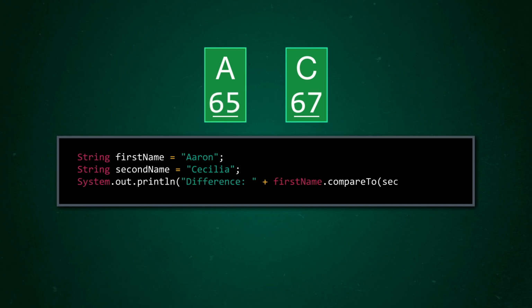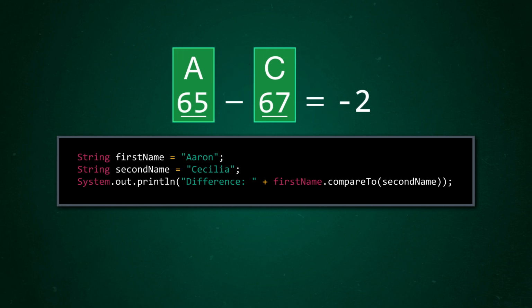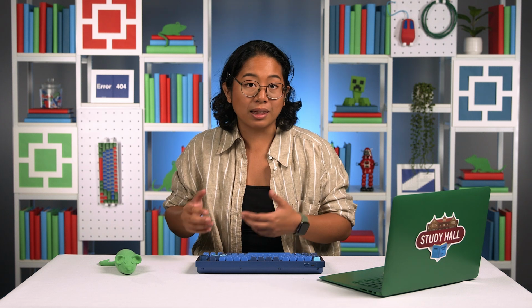If we write firstName.compareTo(secondName), our program will take the decimal value of A in the first name and subtract the decimal value of the C in the second name. That's 65 minus 67, which is -2. So basically, these ASCII values give the computer a numerical way to understand alphabetical order. If second name is later in the alphabet than first name, you'll get a negative number. Cecilia is alphabetically later than Aaron, so we got -2.